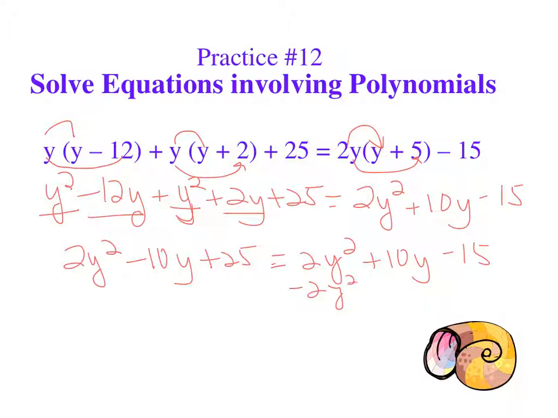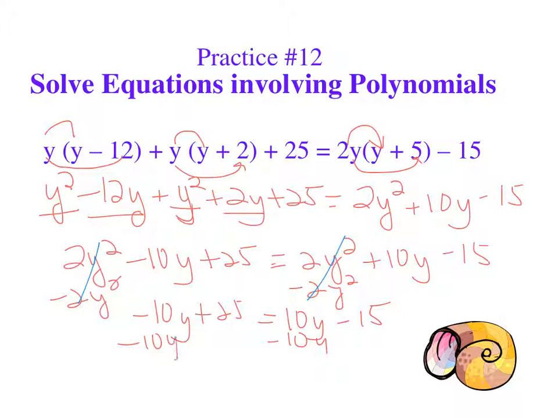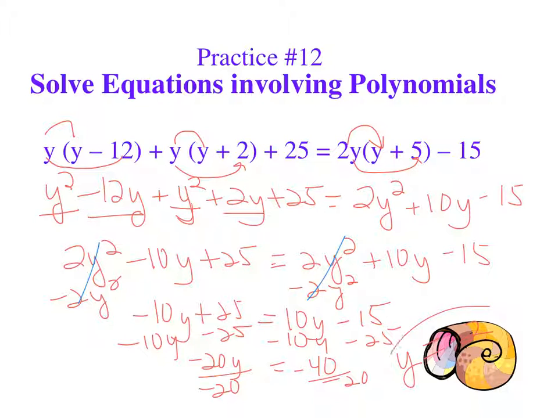Alright, if we get rid of the 2y squared here, look what happens. Those cancel out. And we're just left with negative 10y plus 25 equals 10y minus 15. If I put all my y's on one side, I subtract 10y, subtract 10y, that gives me negative 20y. And I subtract 25, and I subtract 25. Did I do that right? That gives me what? Negative 40. And I divide by negative 20, divide by negative 20, so my y is just equal to 2.